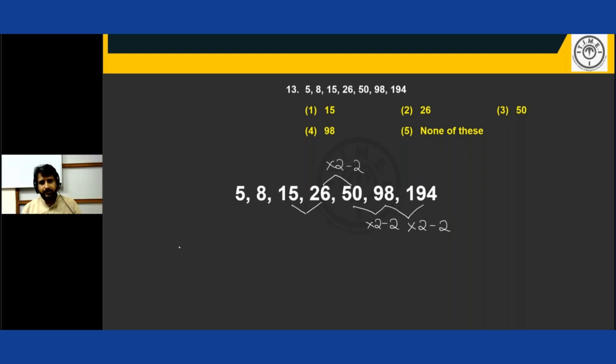15 and 26, here comes the problem. It is into 2 minus 4. 8 and 15, into 2 minus 1. But again 5 and 8, into 2 minus 2. 5 times 2 is 10, minus 2 is 8. But observe the pattern. Into 2 minus 2, into 2 minus 2, into 2 minus 2, into 2 minus 2.